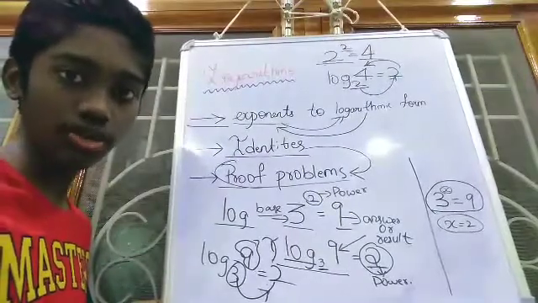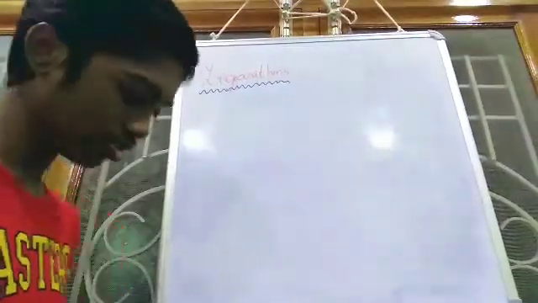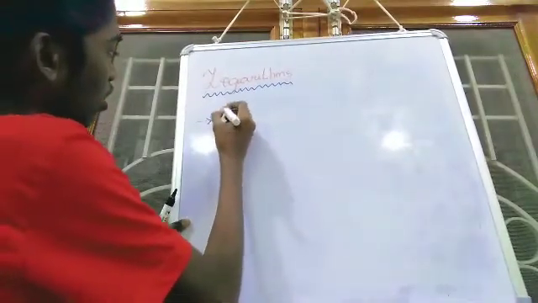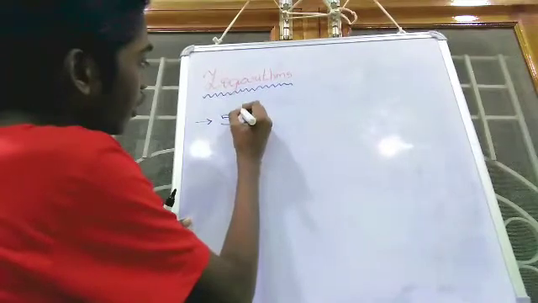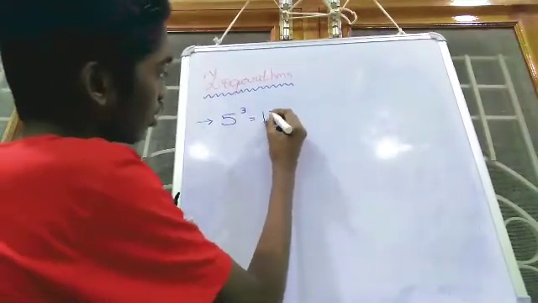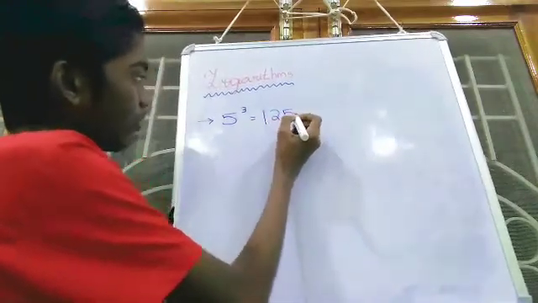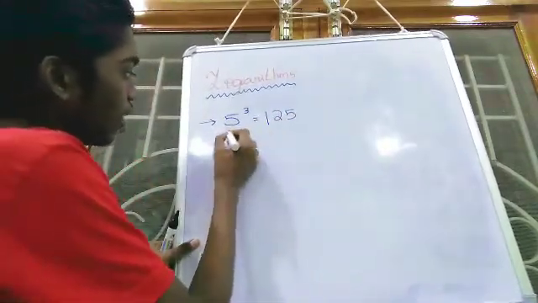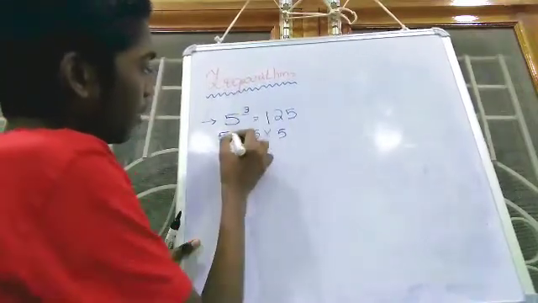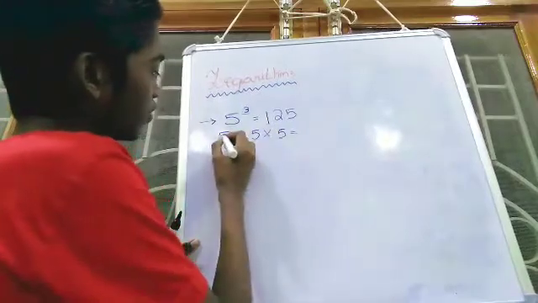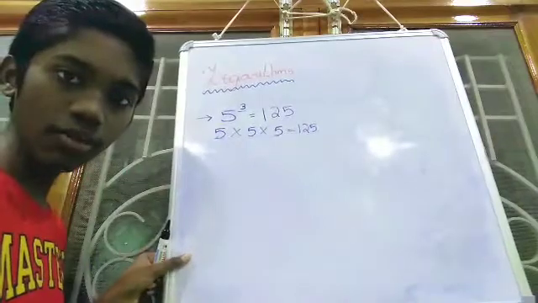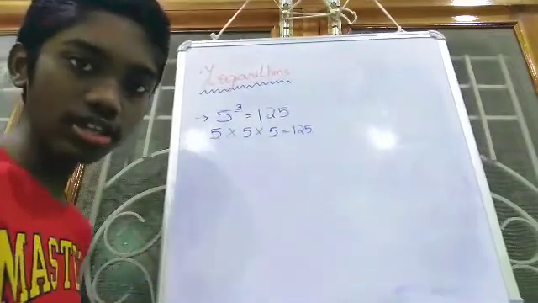So let us go into depth. So let us solve some questions. So the first one we will take is 5 cube is equal to 125. We know 5 cube equals 125. What does it mean? 5 into 5 into 5. We have to multiply the base 3 times. 5 5s are 25, 25 5s are 125. This is the expanded form, but we have to express it in the logarithmic form.